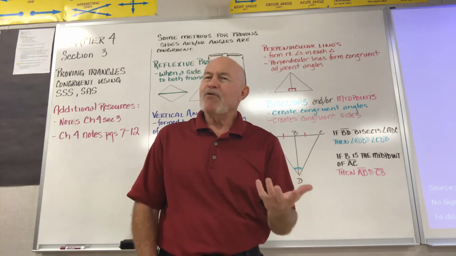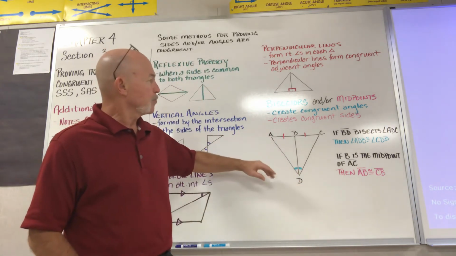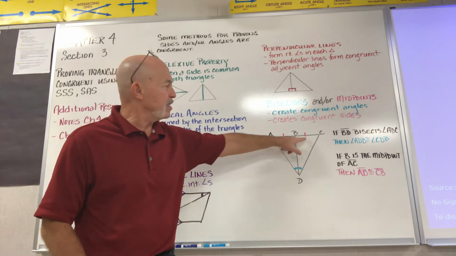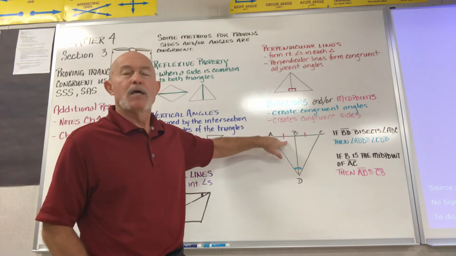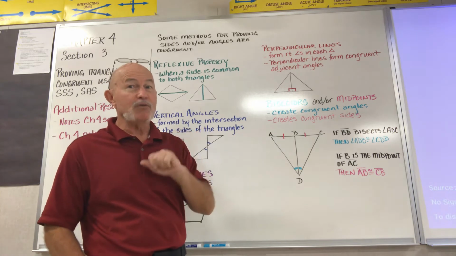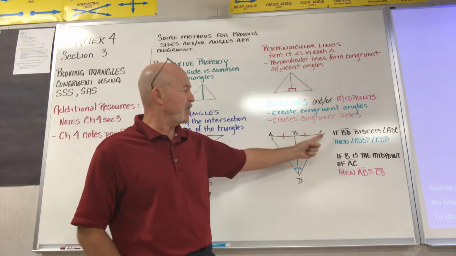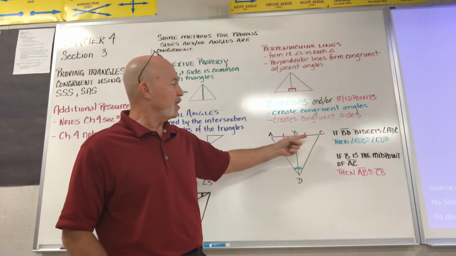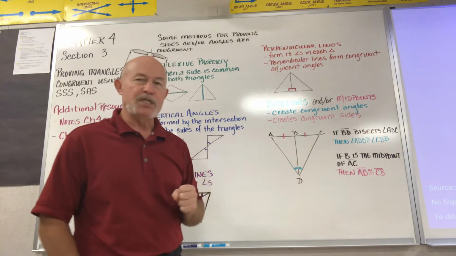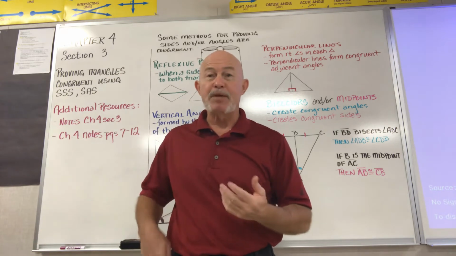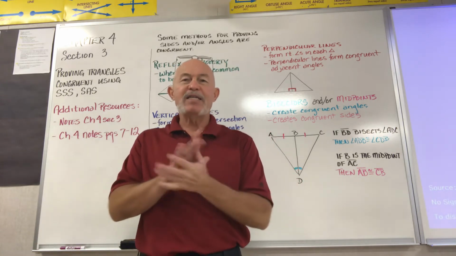Same thing for a midpoint. Since a midpoint is the middle of a segment, that means I've got 2 equal segments. So if B is the midpoint of AC, then AB is congruent to CB. That's the definition of a midpoint. And these are kind of easy to use.